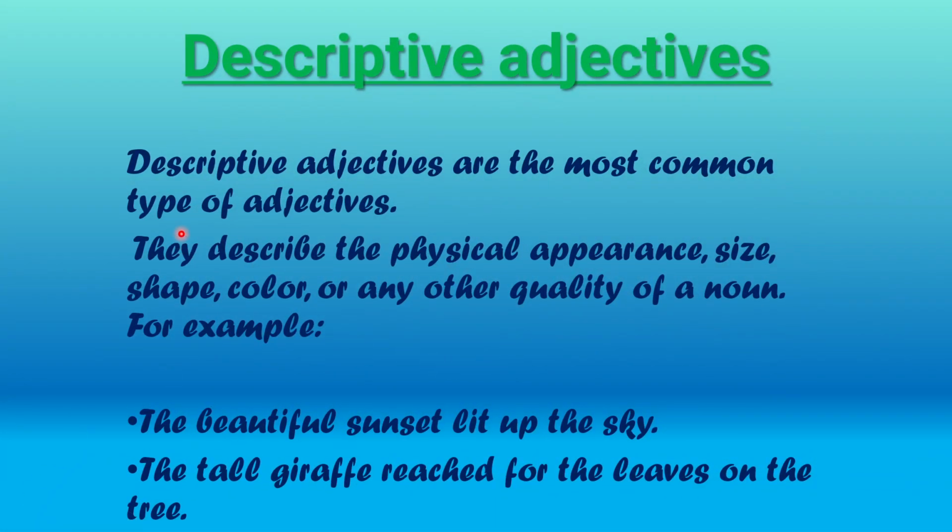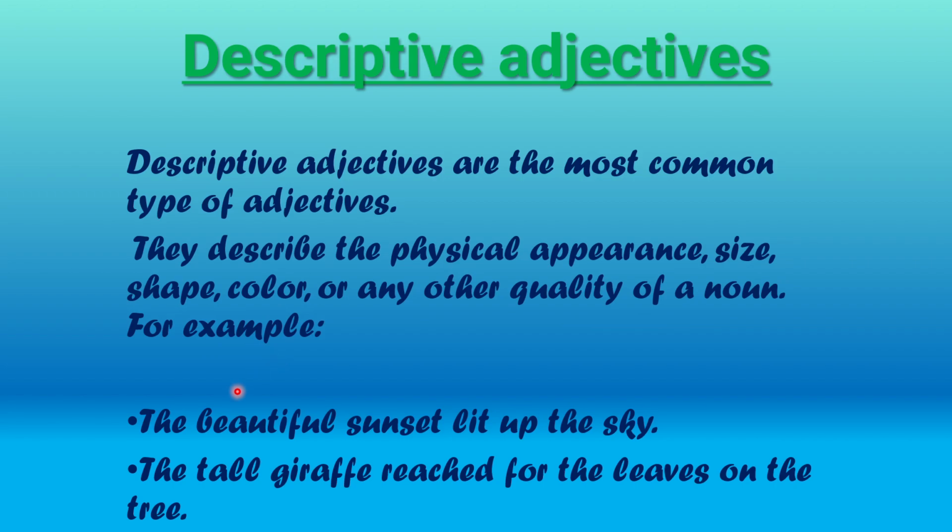So this is our first type of adjective, that is descriptive adjective. What is descriptive adjective? Descriptive adjectives are the most common type of adjectives. They describe the physical appearance, size, shape, color, or any other quality of a noun. Remember this.